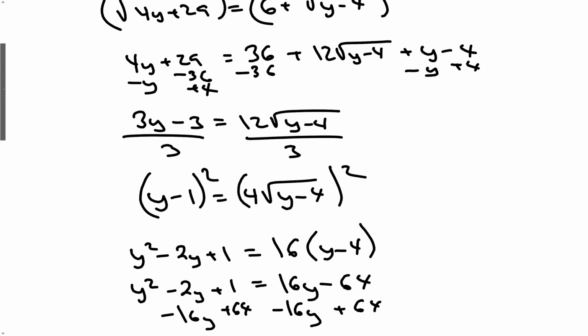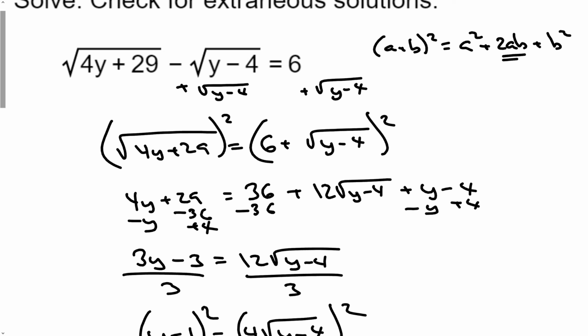Now, before we say both of those are my answers, you have to go back and plug them in to see if it works. So let's just remind ourselves, it's 5 and 13. So 4 times 5 is 20, plus 29 is the square root of 49, which is 7, minus the square root of 5 minus 4, which is 1, square root of 1 is 1, 7 minus 1 is 6. Boom, that works.